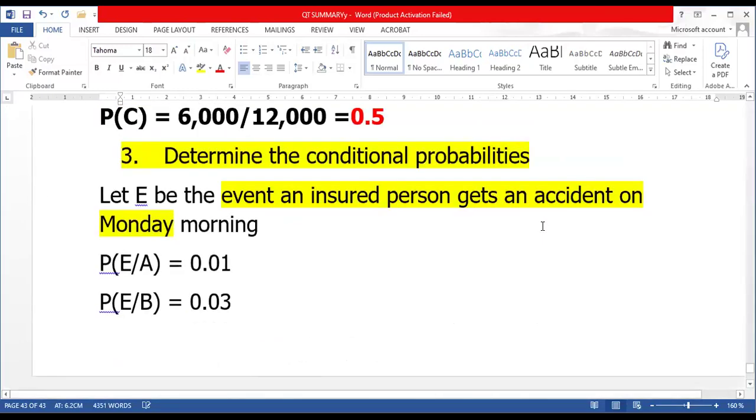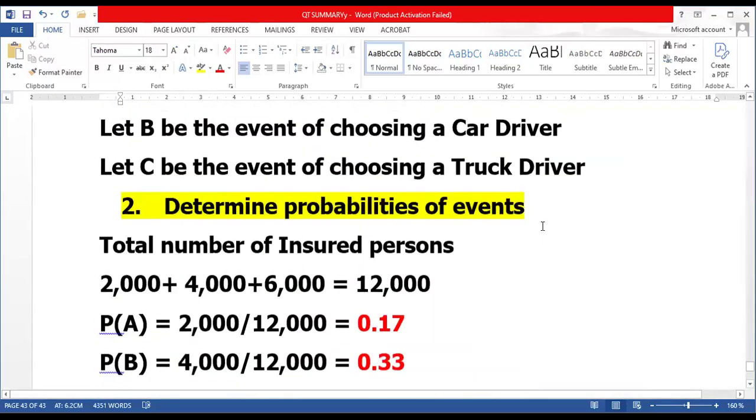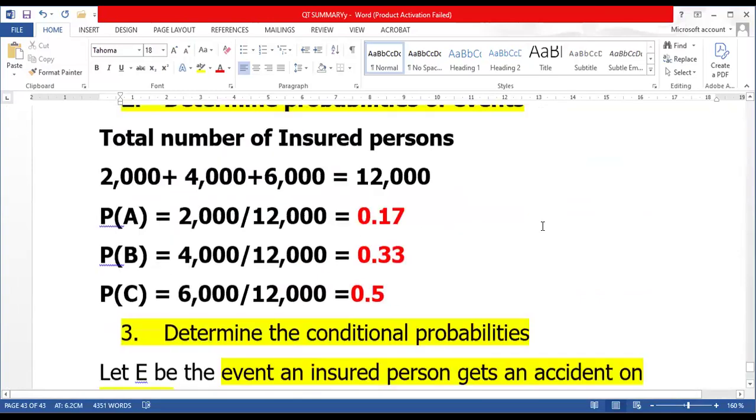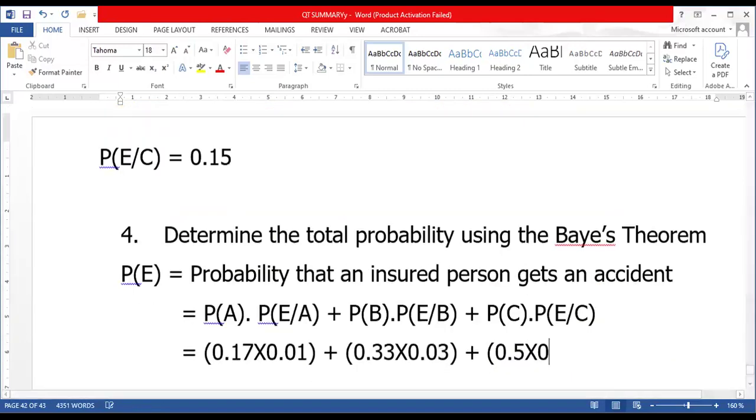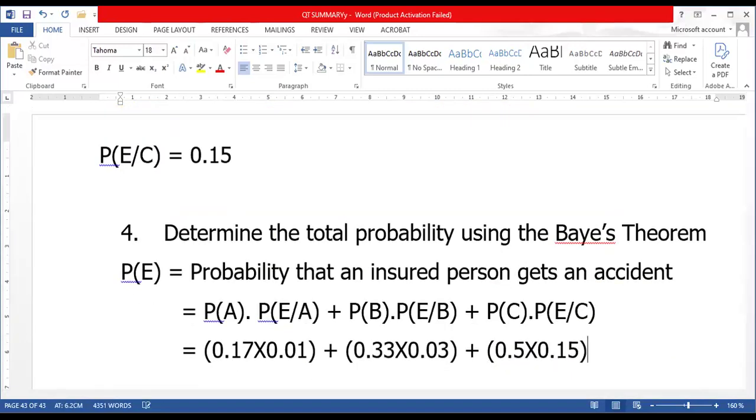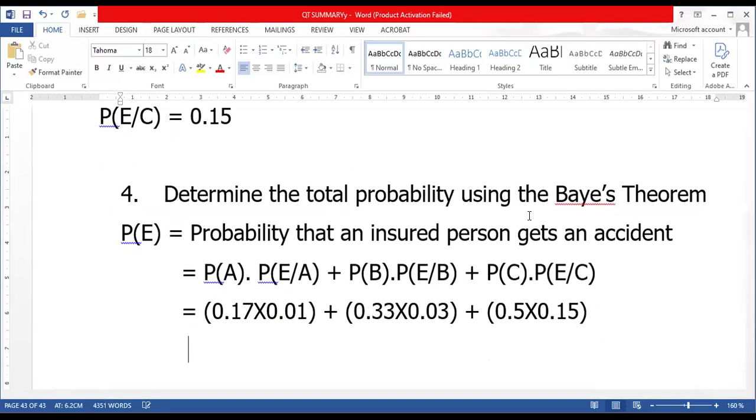Then you add, what is the probability of C? That is 0.5 times E given C. So finally, you get what? You put everything on your calculator and tell me the total. Just give me two decimal points or 3 decimal points. It is 0.09. All of you, that's what you have?